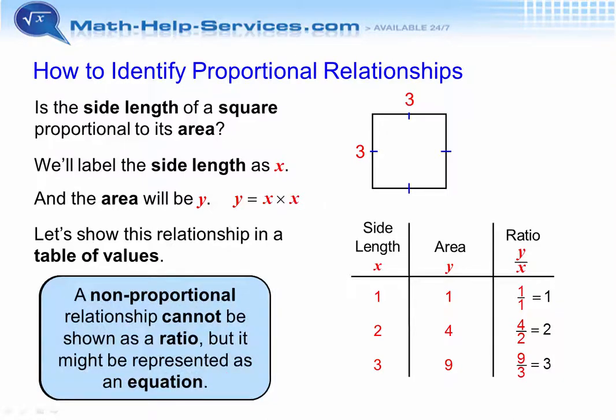A non-proportional relationship cannot be shown as a ratio, but it might be represented as an equation. So the ratio of y to x is not constant. However, y does equal x squared in this case.